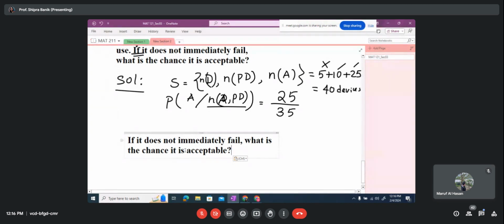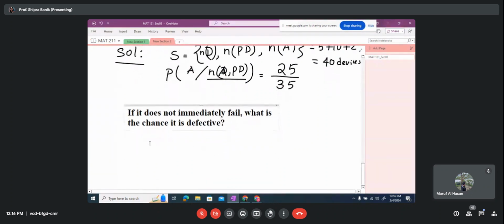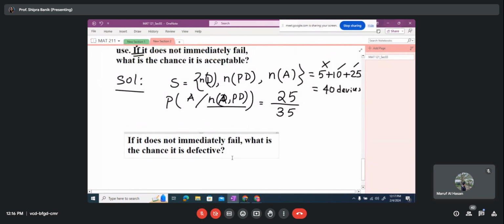Now I don't want acceptable, I want defective. Let's see, is it possible to answer or not? Can you answer this question now? I just changed it, for your understanding: if it does not immediately fail, what is the chance it is defective? Can you calculate this in exactly the similar way?